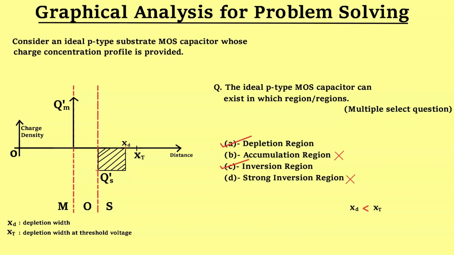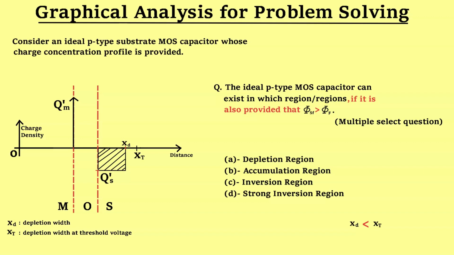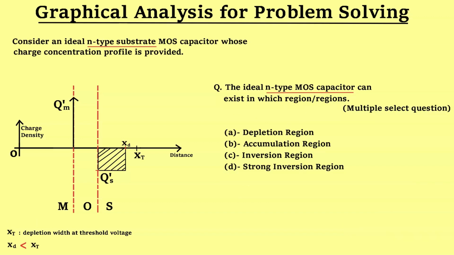Now suppose there is a little change in the question such that it is also provided that the surface potential is greater than the Fermi potential. For this statement, two regions are possible, inversion and strong inversion region. For the earlier data, two regions are possible, inversion and depletion region. So, the region which satisfies both the conditions is the inversion region. So, the answer will be inversion region. Now, tell me the answer if we had an n-type substrate MOS capacitor in place of the p-type substrate capacitor. The answer would be accumulation region.